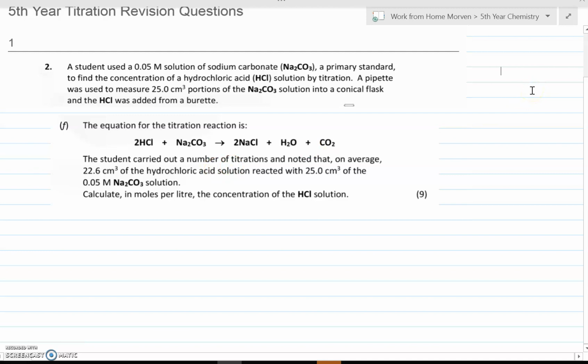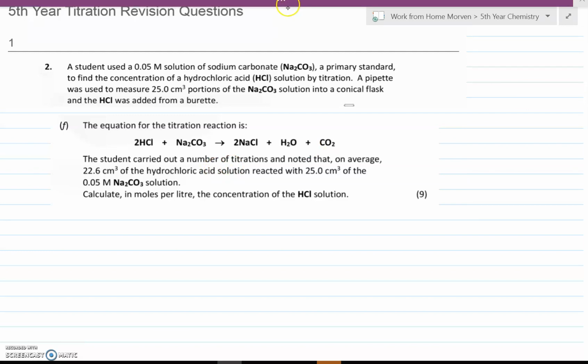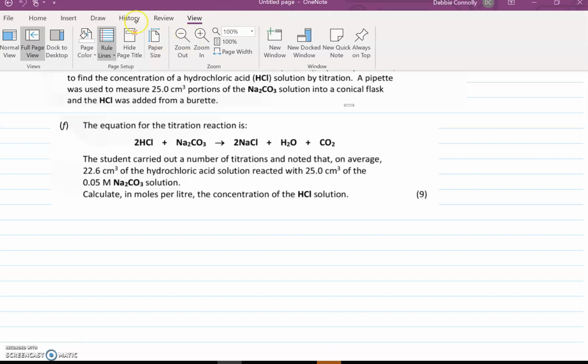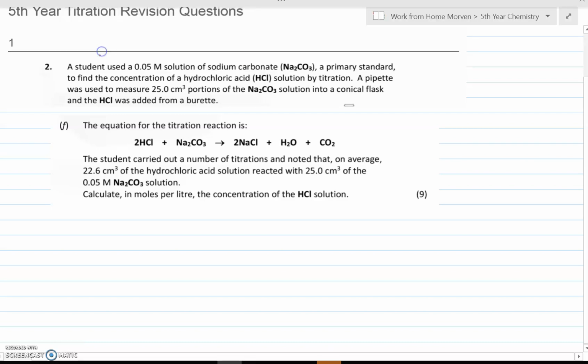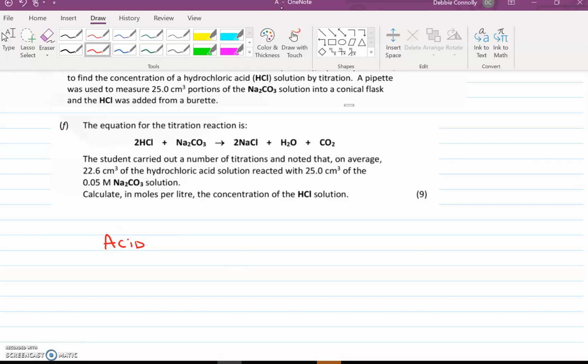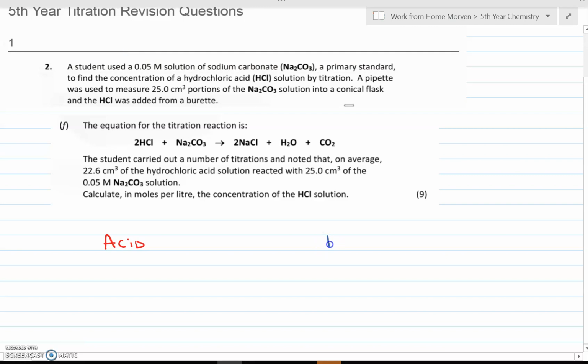So when we look at this, we have two things to look at. We have an acid and we have a base here. So we'll do acid in red, a bit like junior cycle acids and bases, and we'll do our base in blue.